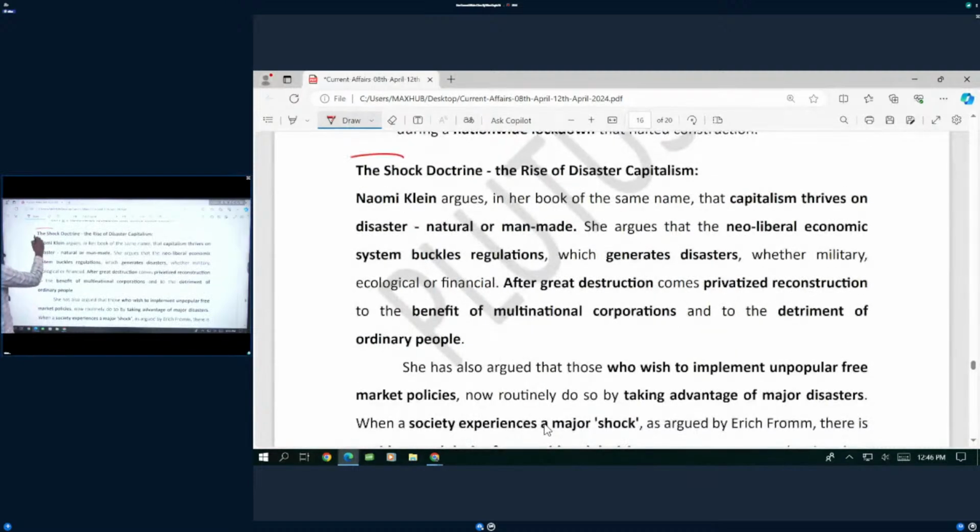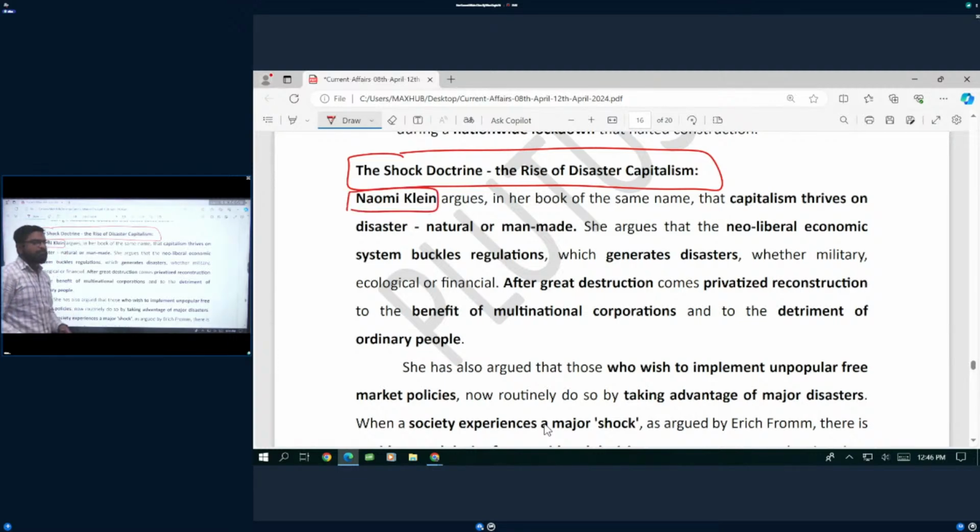The Shock Doctrine, the rise of disaster capitalism. Naomi Klein, she wrote a book of the same name. She argued we have a different form of capitalism today. ये कैसे काम करता है? Capitalists influence your policy makers. उनसे बोलते हैं weaken the regulations, environmental regulation, climate regulation, weaken them, weaken clearances, provide ease of doing business.